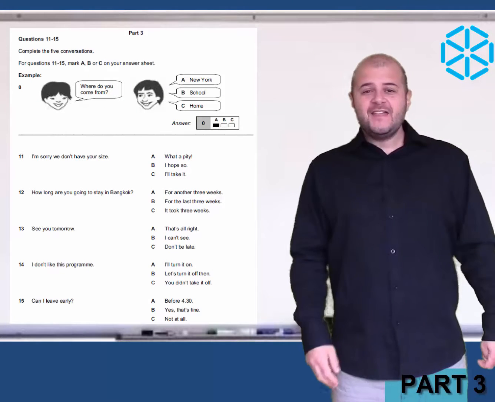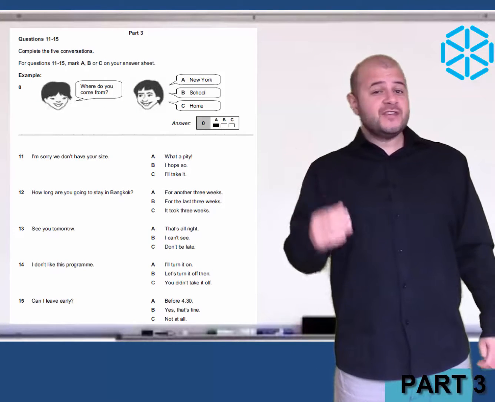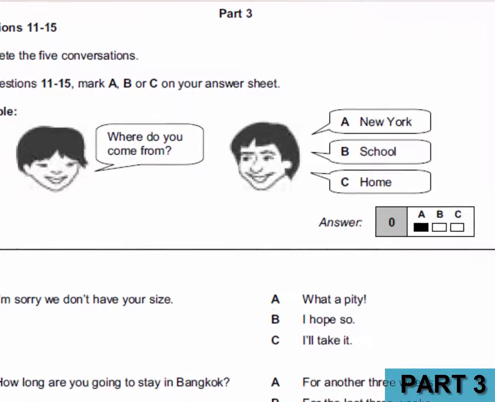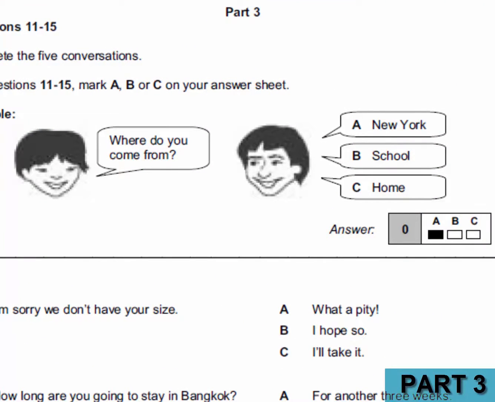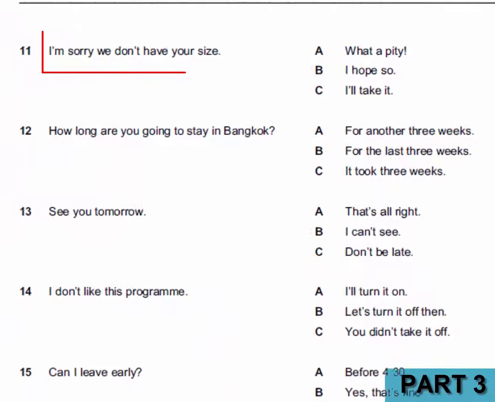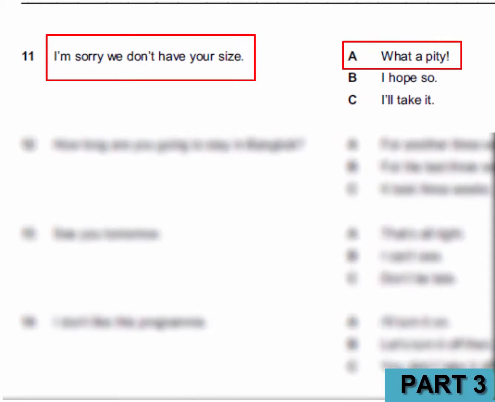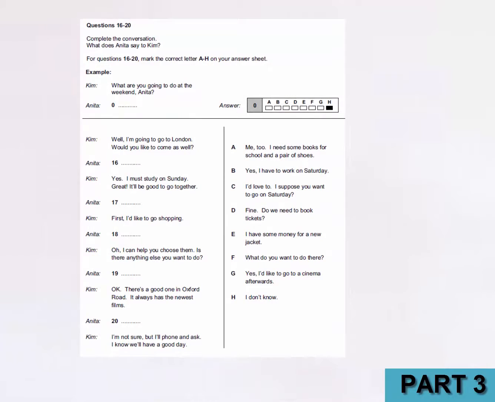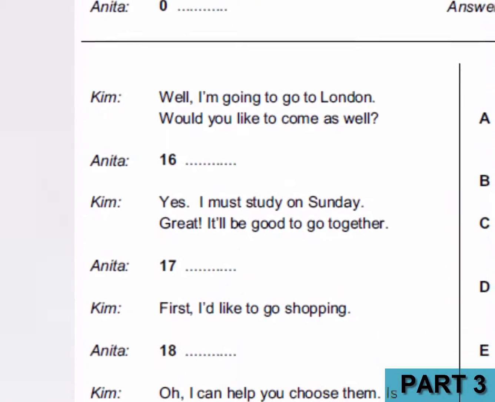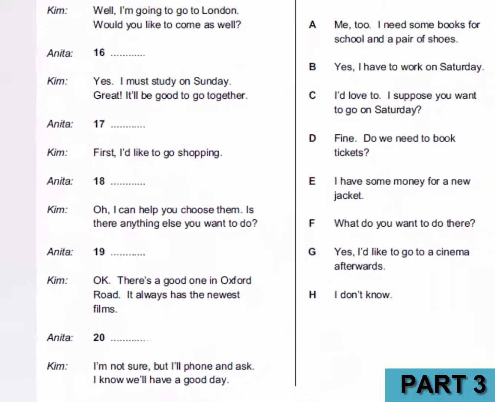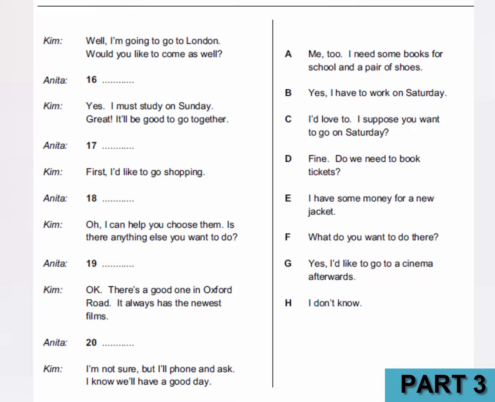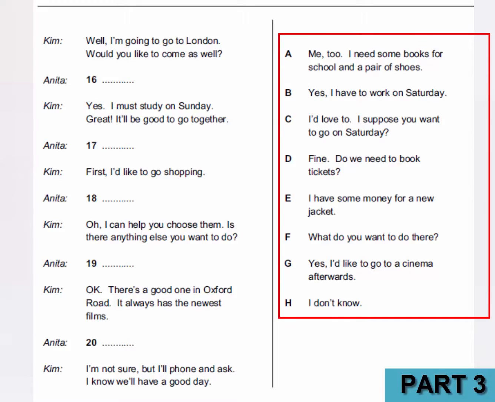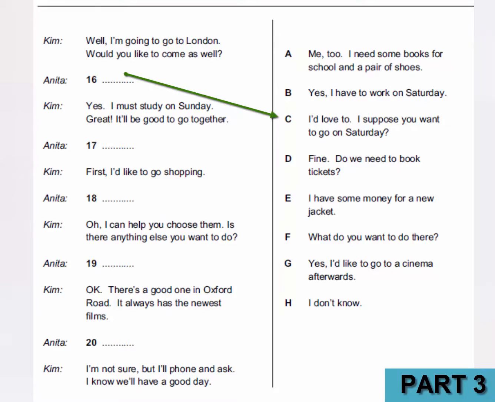Part 3. The first 5 questions are things that you say in a conversation. For each sentence, you have to choose what the other person says next, A, B, or C. Now, the second part of part 3 is a longer conversation, but some sentences are missing. You have a list of sentences, A to H, and you have to find the right sentence for each space.